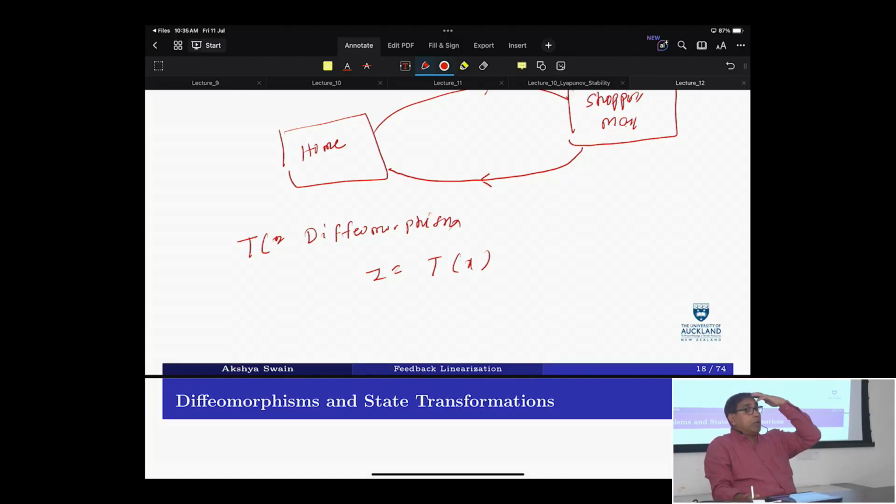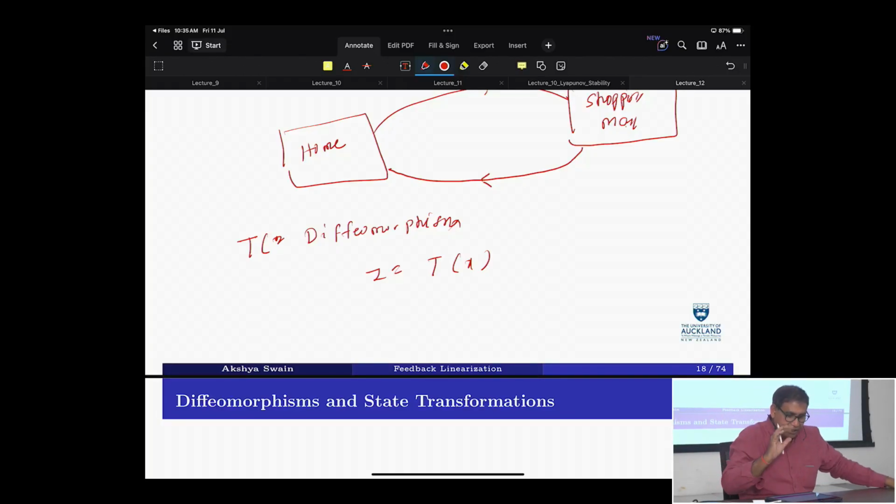Not in biometrics, because there the transformation you are using should not have an inverse, otherwise people will catch it, people will know it. Nonlinear transformation, that is a different issue.